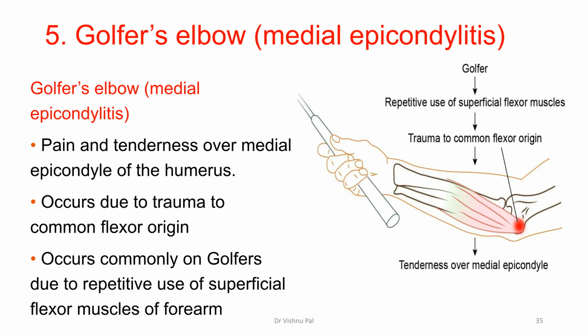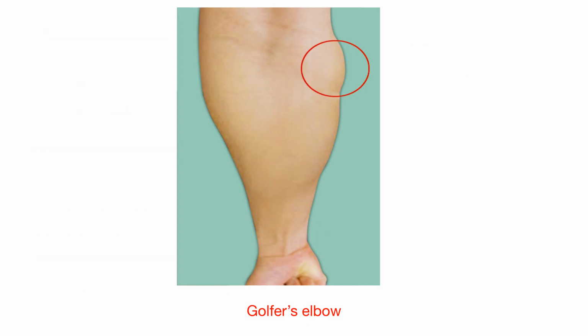Golfer's elbow, or medial epicondylitis, involves pain and tenderness over the medial epicondyle. It results from trauma to the common flexor origin, common in golfers, due to repetitive use of forearm flexor muscles. This image illustrates golfer's elbow, indicating the typical site of pain on the medial epicondyle.